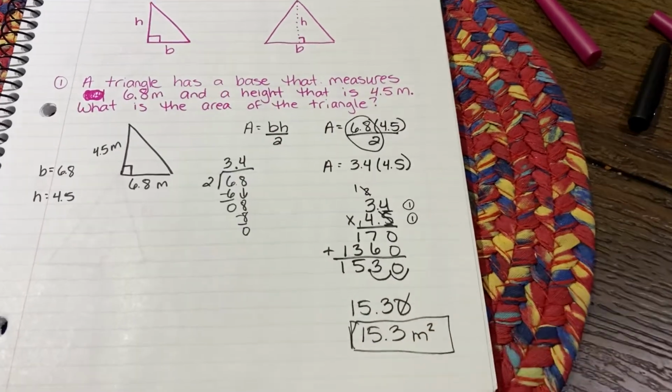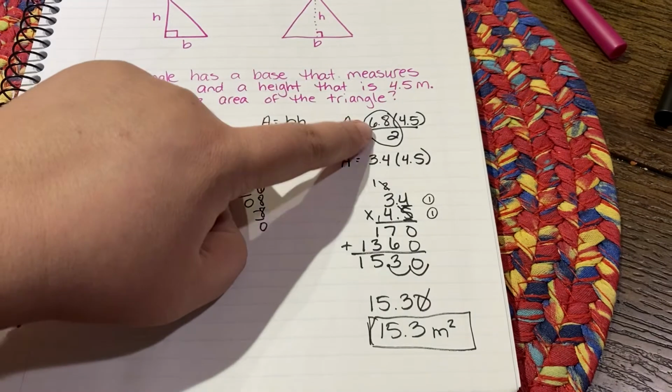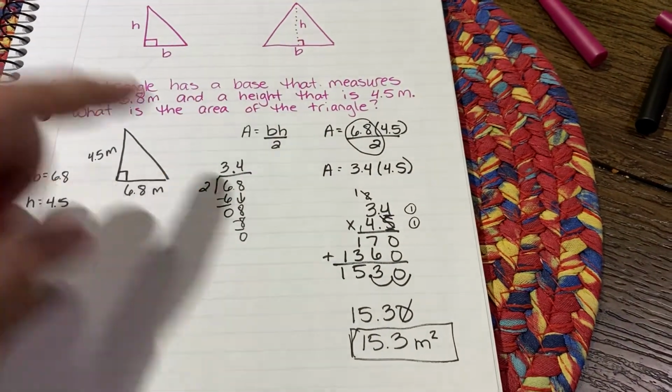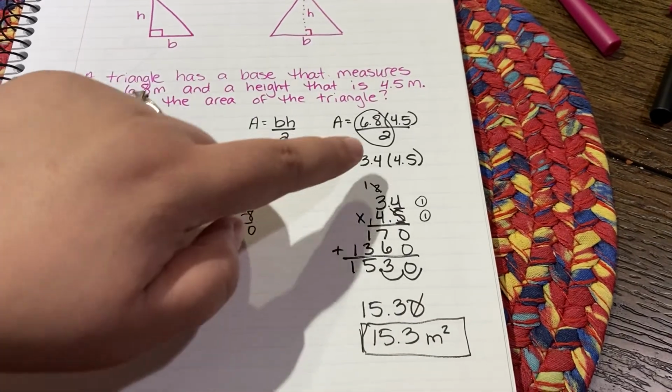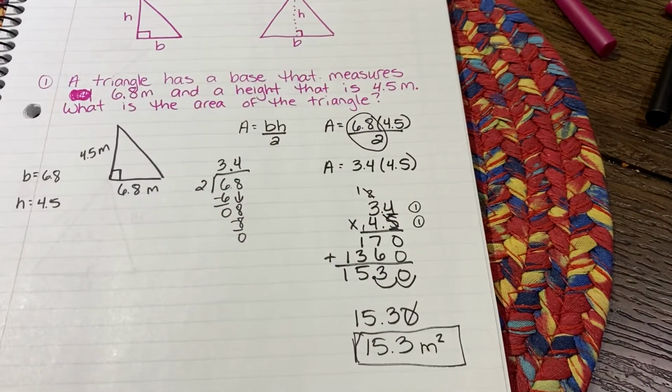And there you go. Okay, so we did base times height divided by 2. I did a little shortcut, divided by 2 first to make my number smaller. Divided by 2 first, got 3.4, and then I multiplied by 4.5.